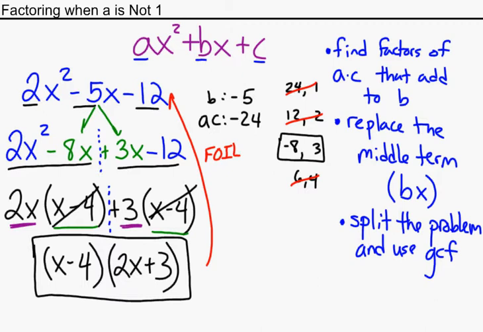So these are my 3 steps over here on this side as to how I use a is not equal to 1. It's really just a lot of GCF after I split the problem in half. So let's look at a second example.